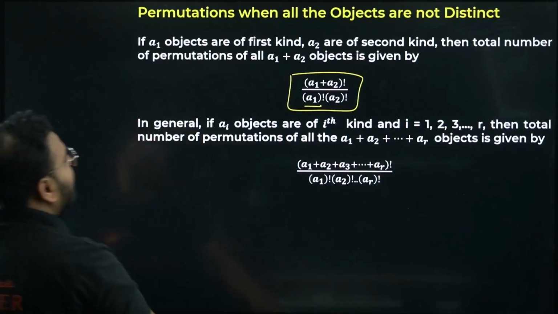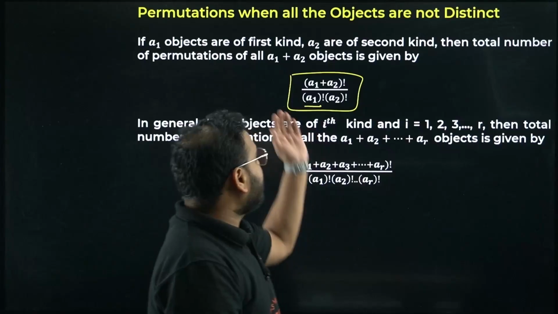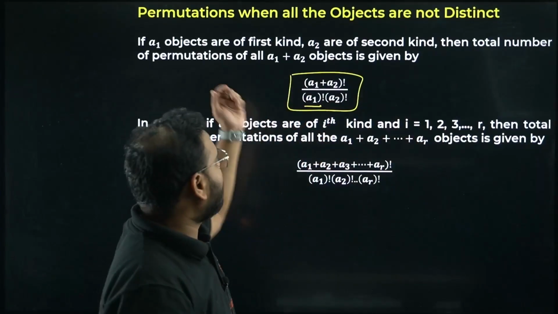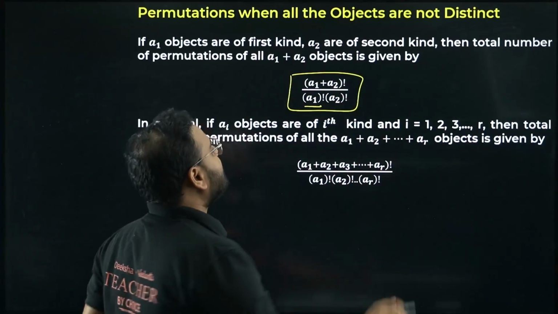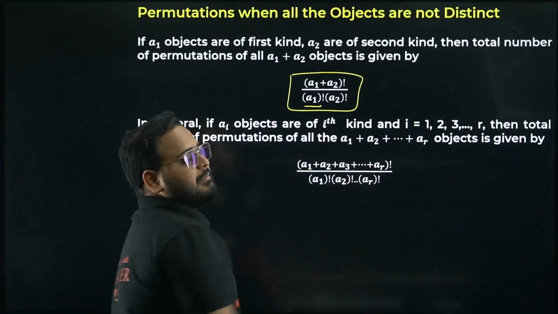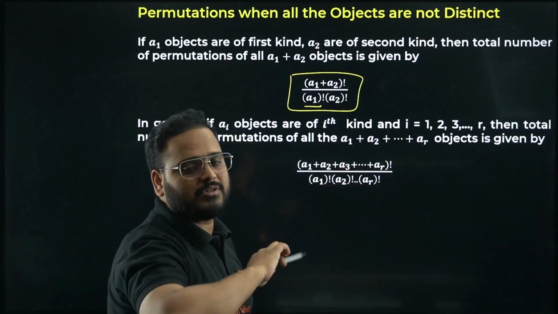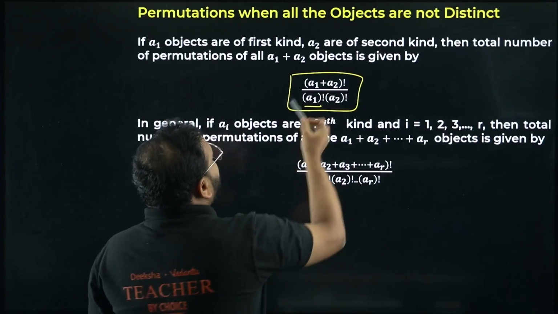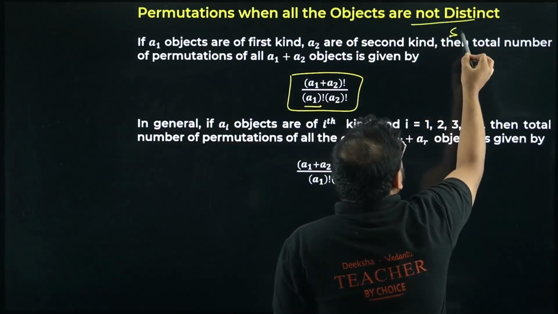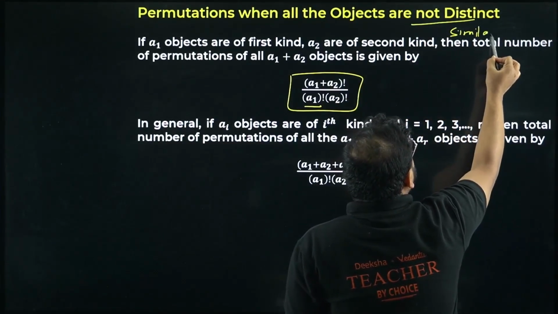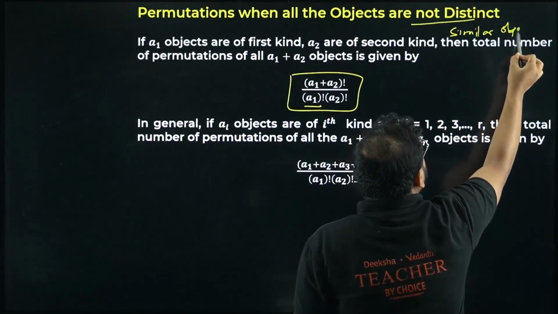If A1 objects are of the first kind, and A2 objects are of the second kind, what are you going to do? You're going to take the factorial of the total and divide by the factorial of each of them. Again, it goes till Ar, whatever the number of similar objects is. What is the meaning of non-distinct, sir? Basically, similar objects, right? Similar objects.